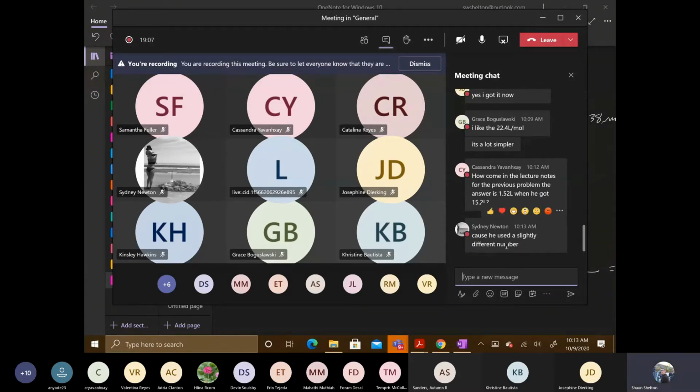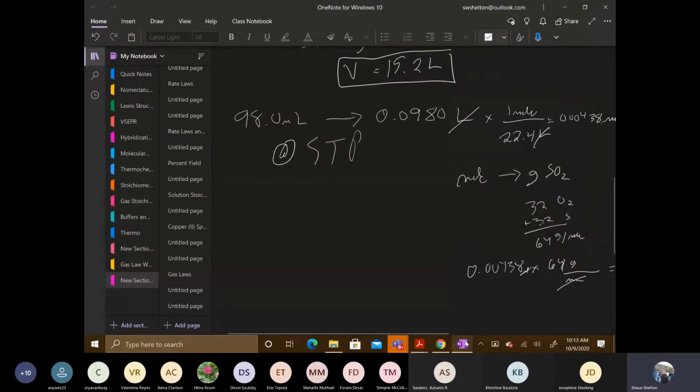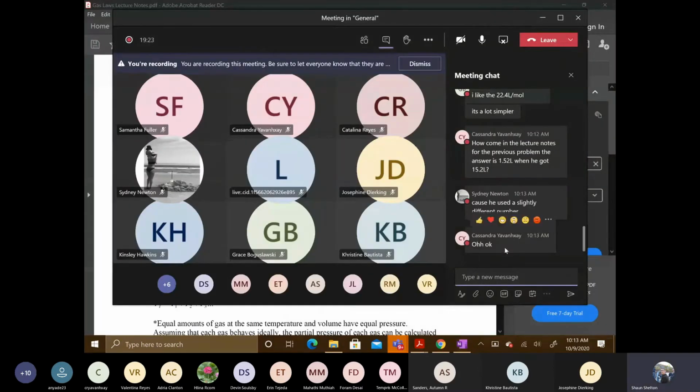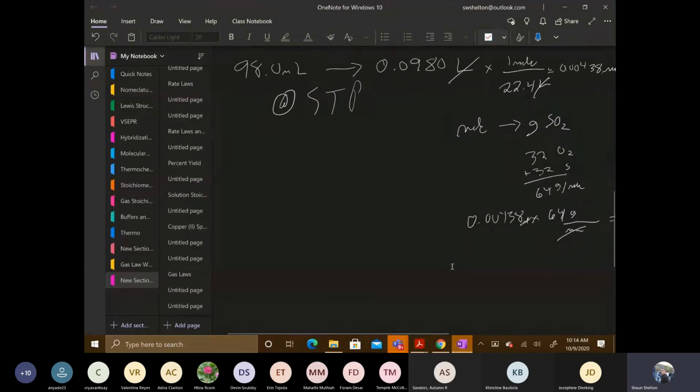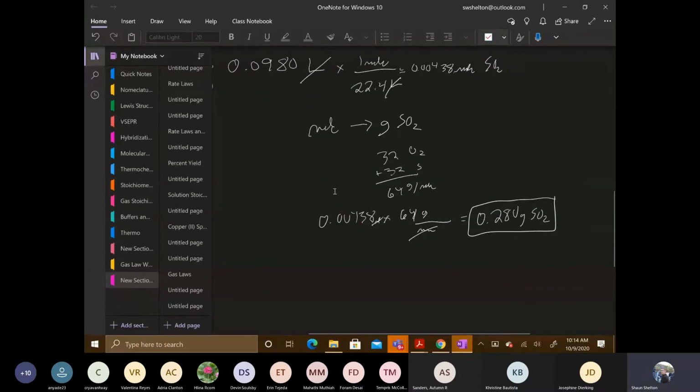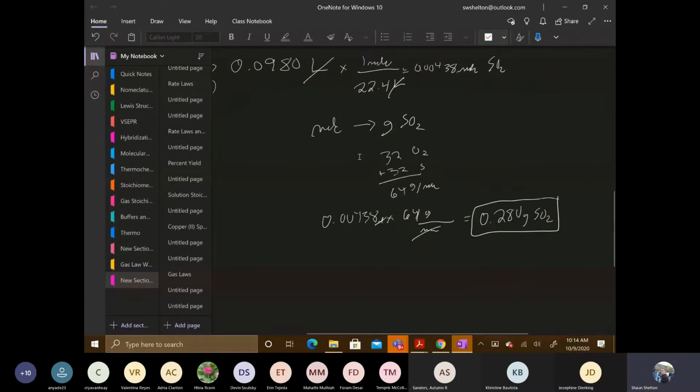Yep, I used 0.68, Cassandra. I changed the number just slightly. So if you look back up here, I used 0.68, whereas in the notes it was 0.068. Yeah. All right. Thanks, Sydney. So does anybody have any questions about this problem that dealt with sulfur dioxide? Does everyone follow the process that we go through solving for?